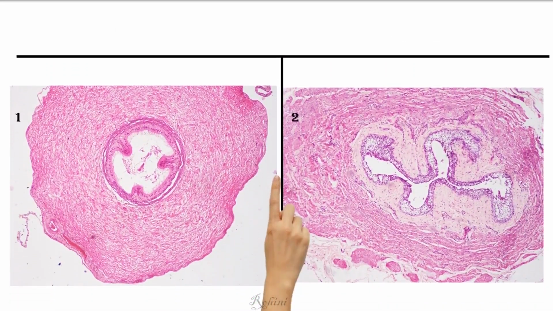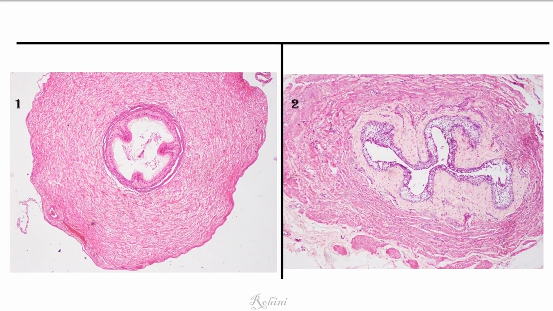Both these slides look similar, but the lining epithelium is the feature which helps to differentiate them. In slide 1 we see the thick muscular tube, the vas deferens, with the lining epithelium of pseudo-stratified columnar with stereocilia. In slide 2, the ureter, we see the characteristic transitional epithelium with umbrella cells. Another point to note in slide 1 is the presence of sperms in the lumen of vas deferens.